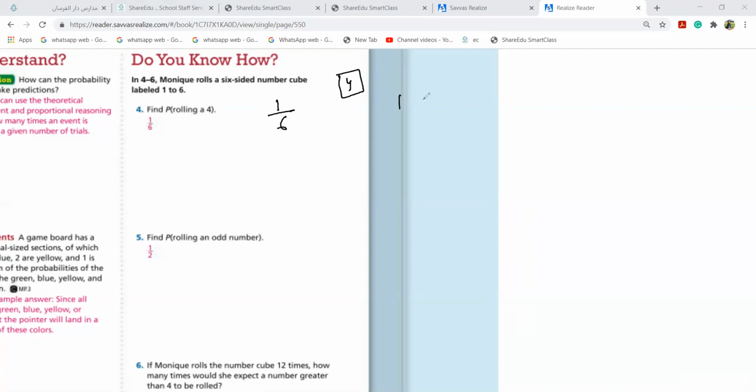Odd number. Girls, from 1 to 6, how many odd numbers are there? 1, 2, 3, 4, 5, 6. I told you, an odd number means not a multiple of 2. How many odd numbers are there here? 1, not a multiple of 2. 3, 5. There are three numbers which are odd. So 3 out of 6. If you simplify, you get half.